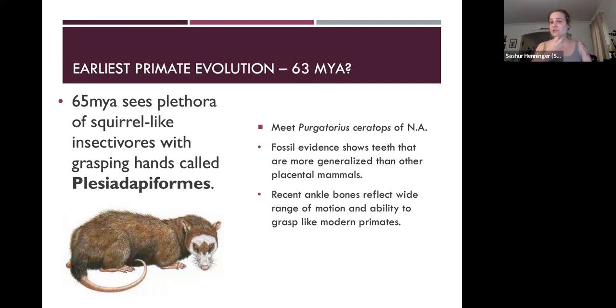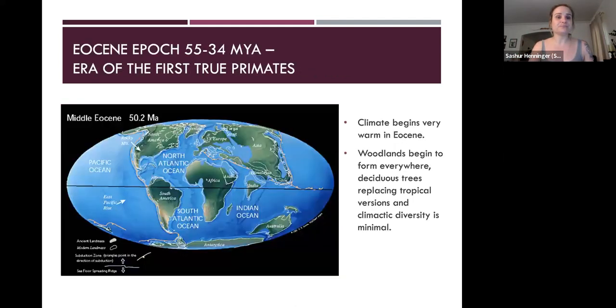So they have more generalized teeth structure and heterodonty, which is what we're going to see in primates. Then they have ankle bones that reflect a much wider range of motion and grasping ability. This is not seen among other rodent-like animals during this time, only among plesiadiformes, which is why we believe grasping is going to be a very important part of primate life, and that plesiadiformes or Purgatorius ceratops in particular may in fact be an ancestor that evolved ultimately into all primates.